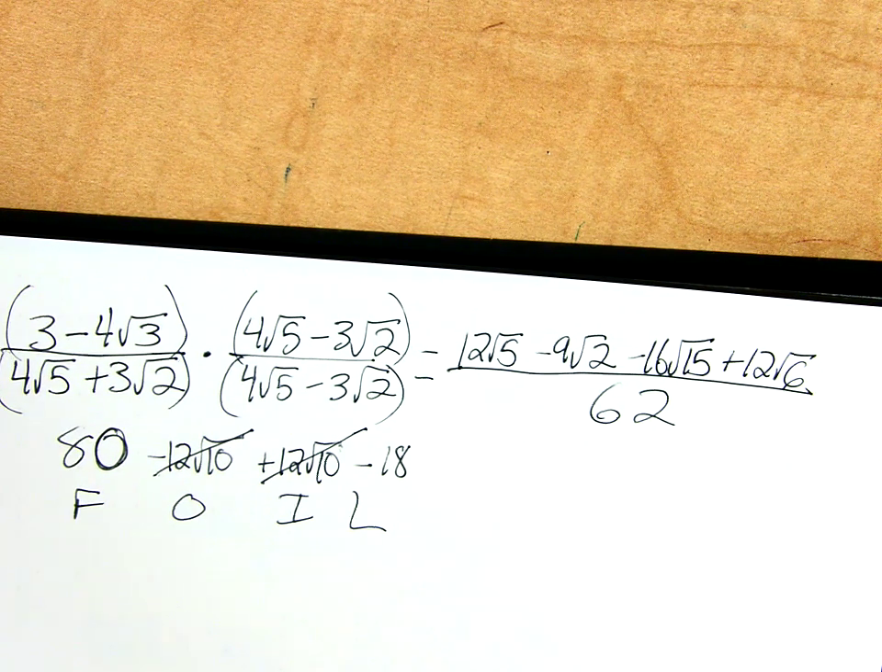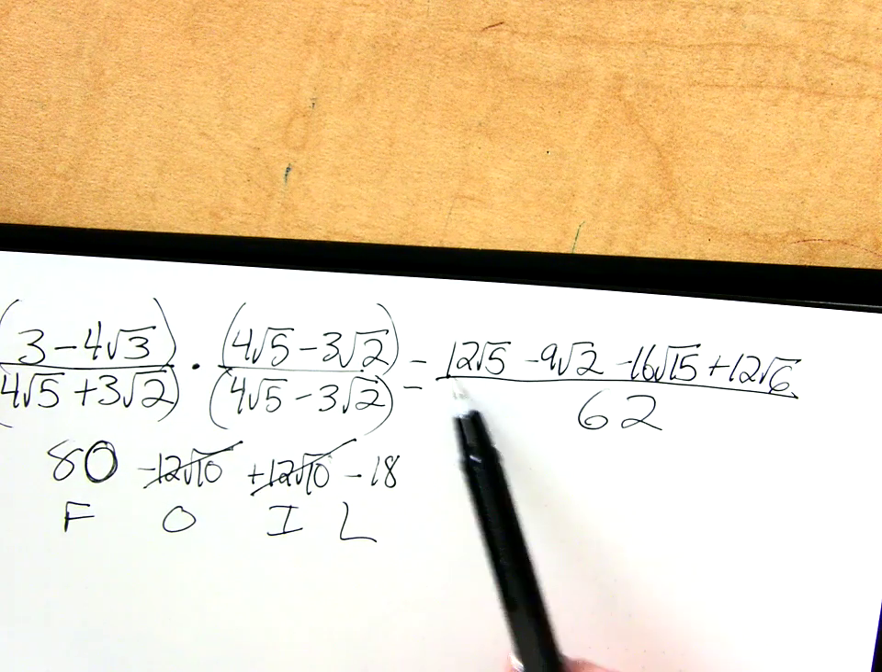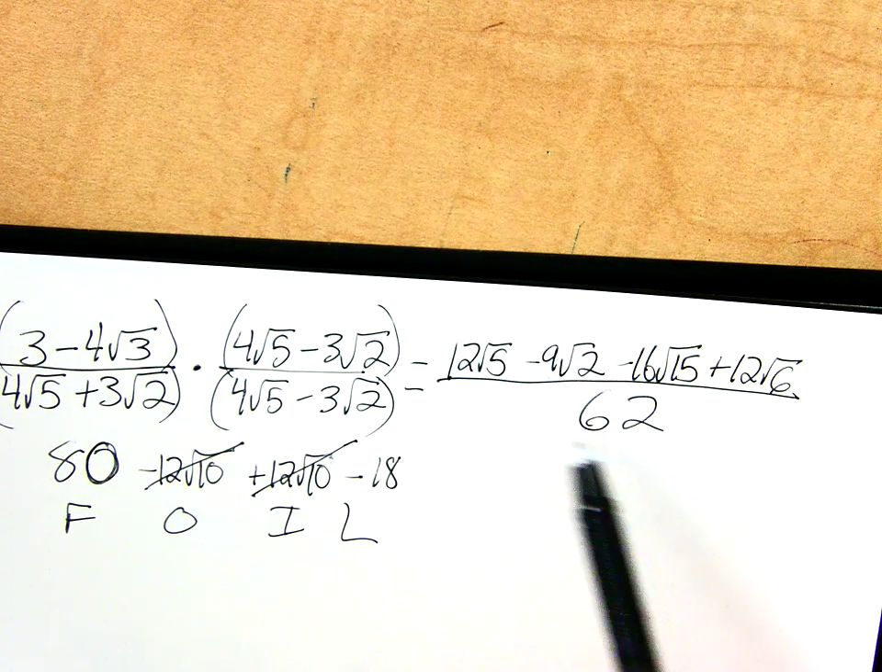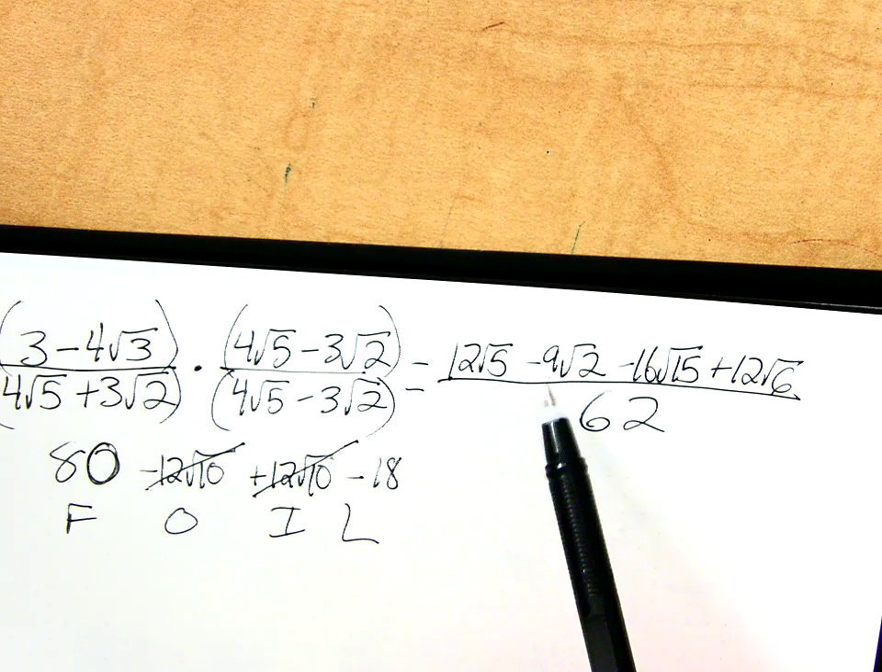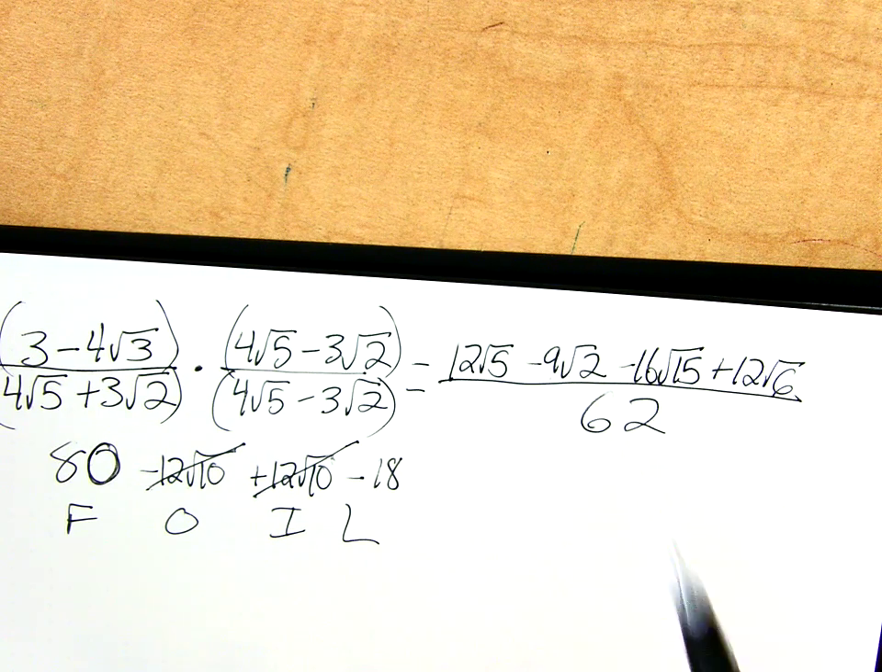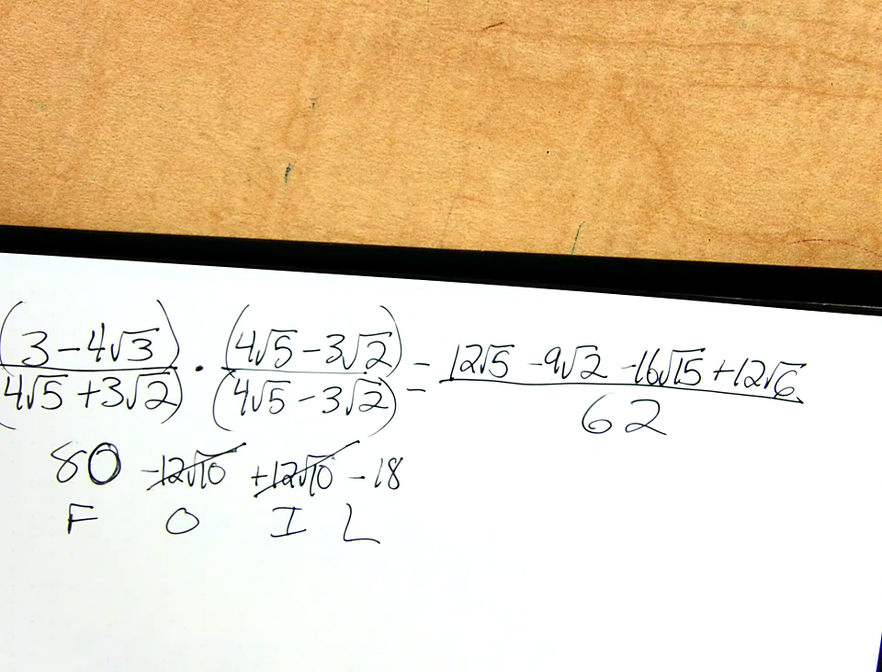So, although this one looks terrible, it wasn't that bad. You just go piece by piece by piece by piece. Can you simplify this answer? Again, you'd have to check that all of these numbers, in this case you have 5 of them, 12, 9, 16, 12, and 62. If they all have a common factor, you can reduce by it. But I don't think they do.